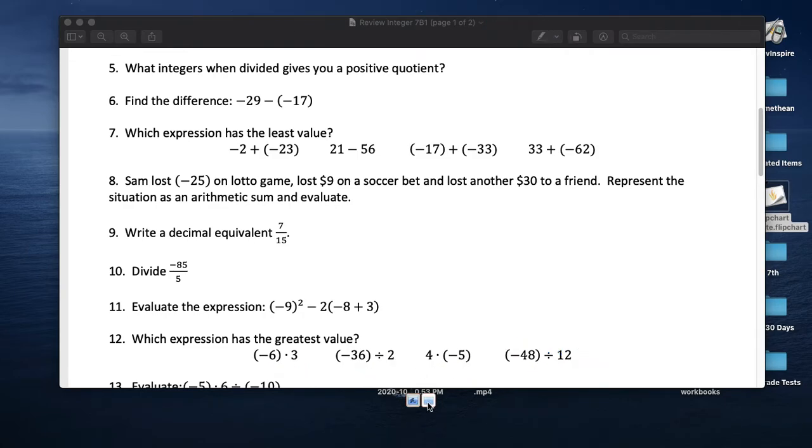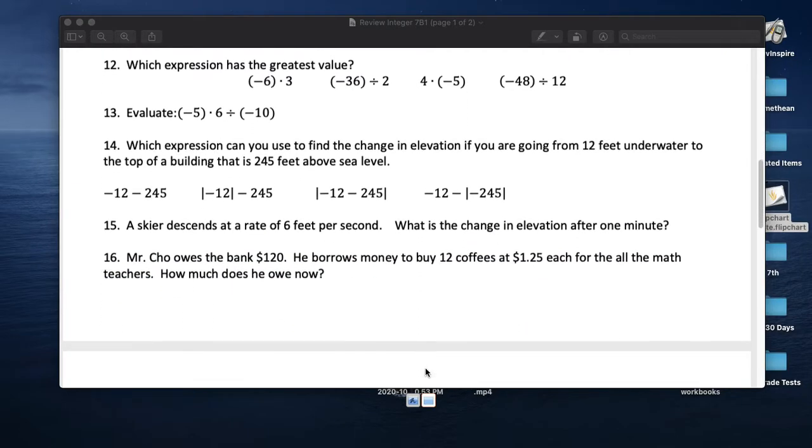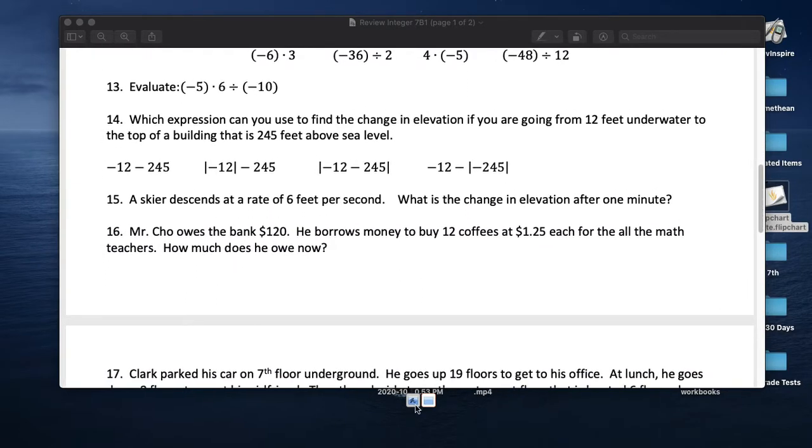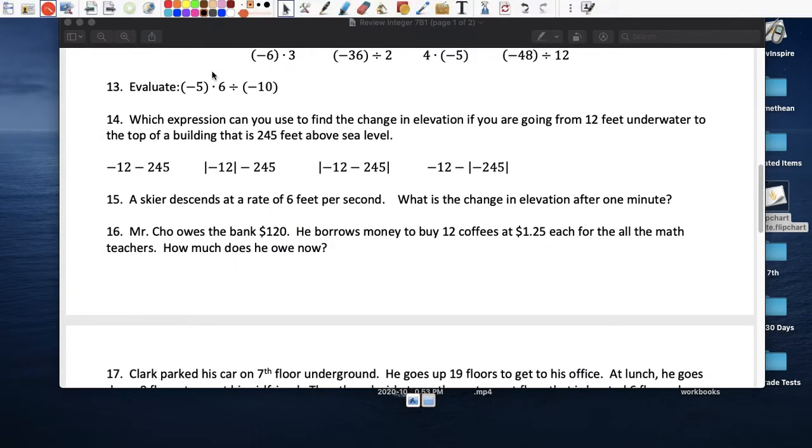Okay. Where are we on 13? So 13 says negative 5 times 6 divided by negative 10. Order of operations dictates that we do these two first. Negative times a positive gives negative 30, and divided by negative 10, right? So negative divided by negative now gives me a positive, and that is going to just give me a 3.